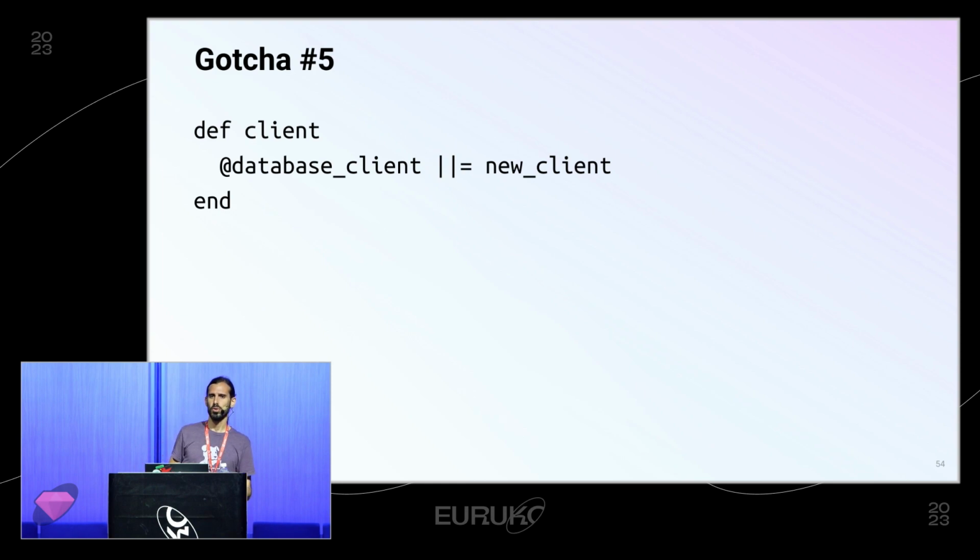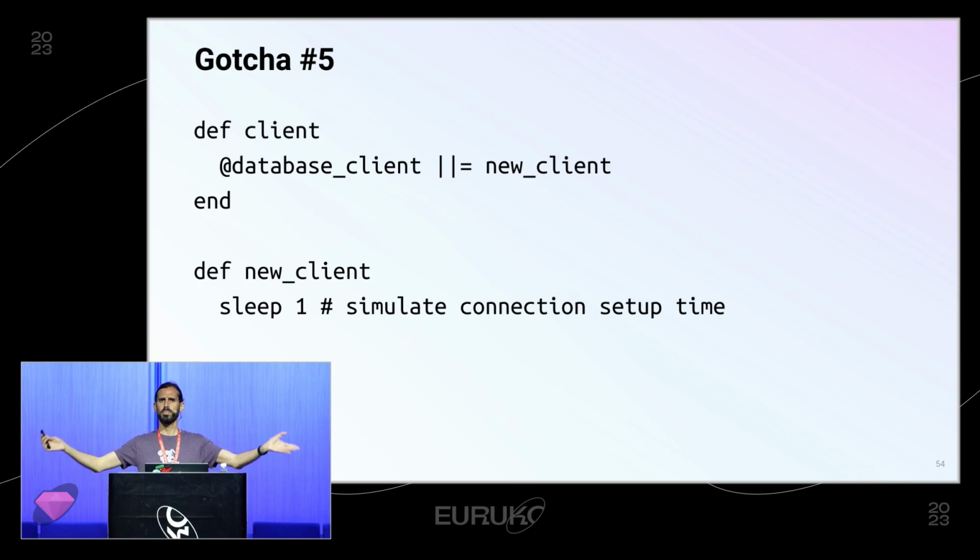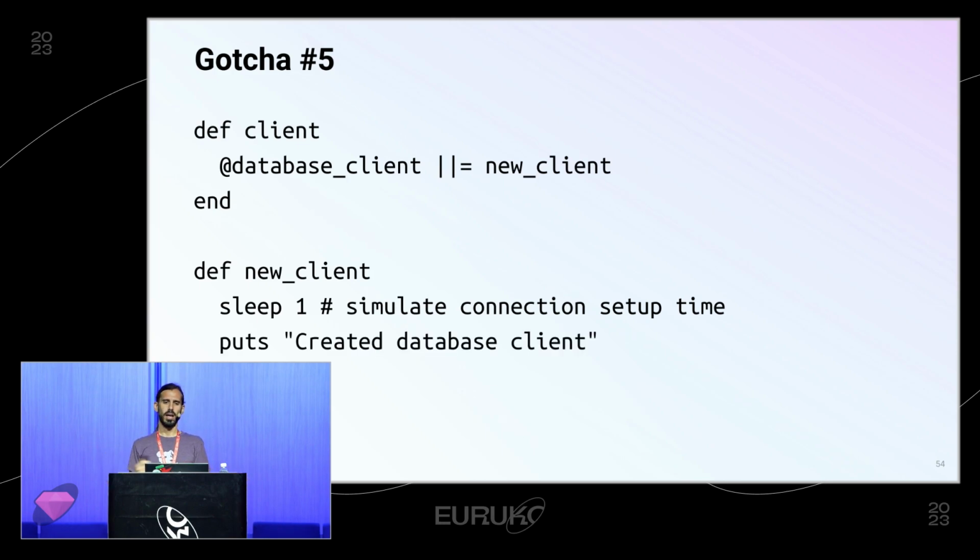Okay, surprisingly not atomic stuff. There are a few things that in Ruby you might think, surely this should be atomic, and it's actually not. So number 5, when you have some database client and you create it with or equals. Okay, looks fine. And then here's the implementation for a new client. I sleep instead of connecting, but let's say it's an old slow server, so it takes a bit. And then I'll print just to make sure that we've created a database client, and I return a dummy symbol as a client. Okay, so what happens if I run this with multiple threads?